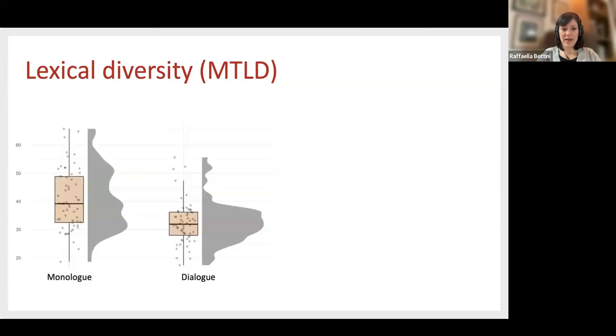Let's look at the visualization of the data again. We can immediately see the opposite pattern. So here we have higher scores in the monologic task and lower scores in the dialogic task. So learners produce more diverse vocabulary in monologues and less diverse vocabulary, so more repetitions, in dialogues.